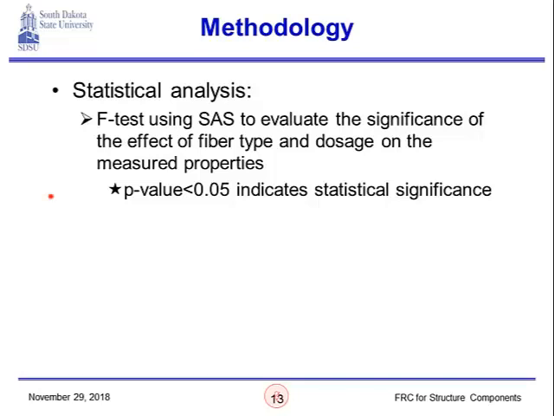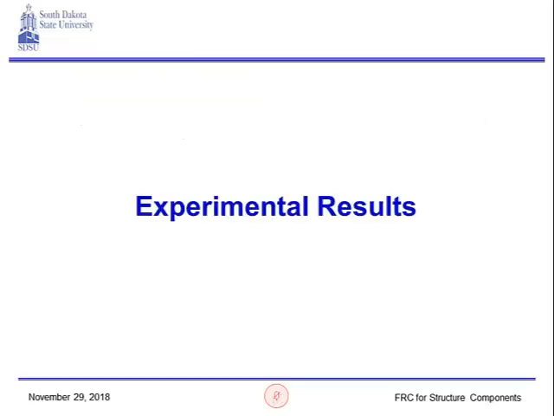So we look at the p-value here. If it's less than 0.05, this indicates a statistical significance. If it's bigger than 0.05, then it's not statistically significant, and so we would conclude that that particular property is not really affected by the fiber type or dosage.